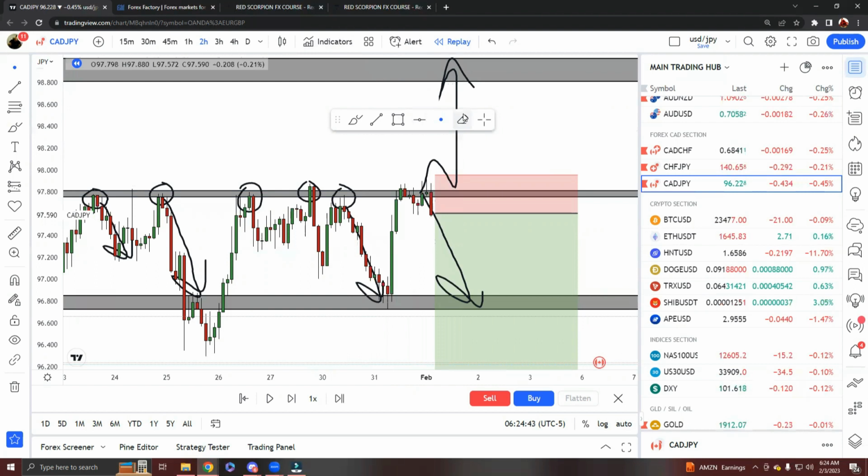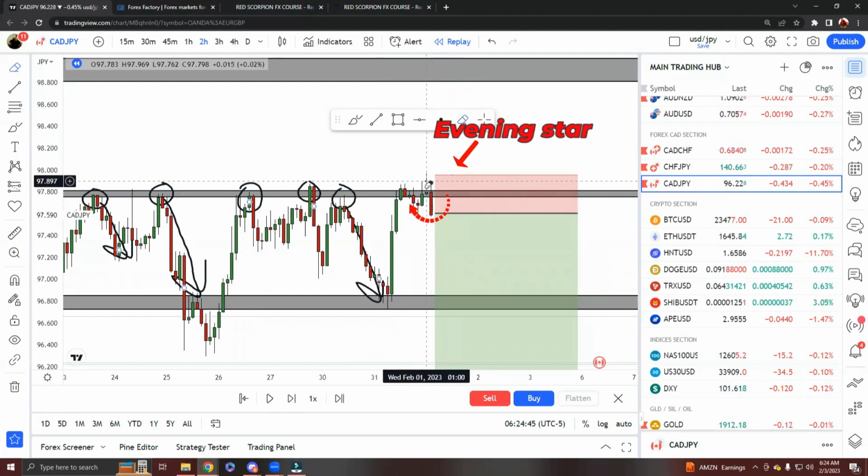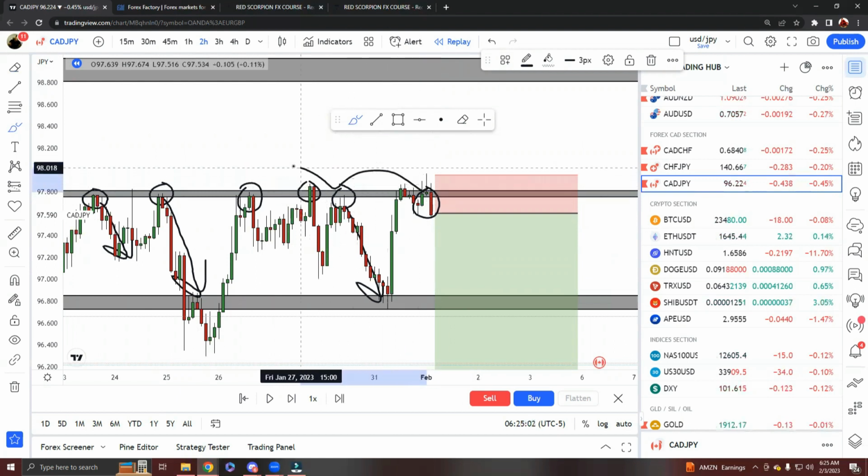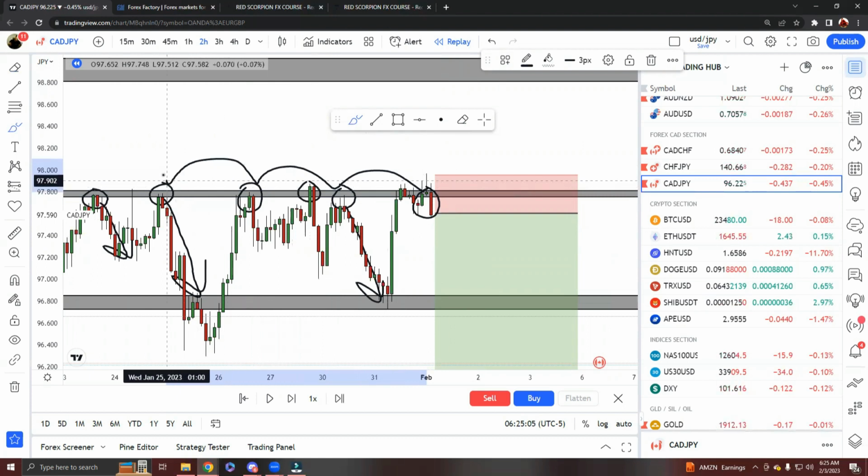So once I saw that evening star form in the morning on February 1st, I said, okay, this could definitely fall back to the downside, because an evening star confirmation is a bearish candlestick pattern that's telling you sellers are now going to get right back into the market. And this already being a strong past level of resistance, I just simply knew that it had a high chance of falling to the downside.